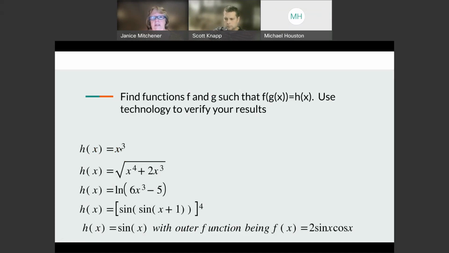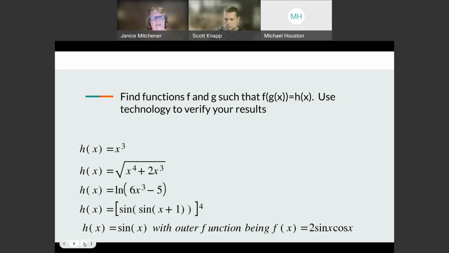I'm looking down here. Here's my Algebra 2 students where they have, give me two functions that could create x cubed. Give me two functions. With a composite, they could create that square root of x to the fourth plus 2x cubed. And again, leading them through having your F1 be your inner function, having your F2 be your outer function, and showing how to link those.